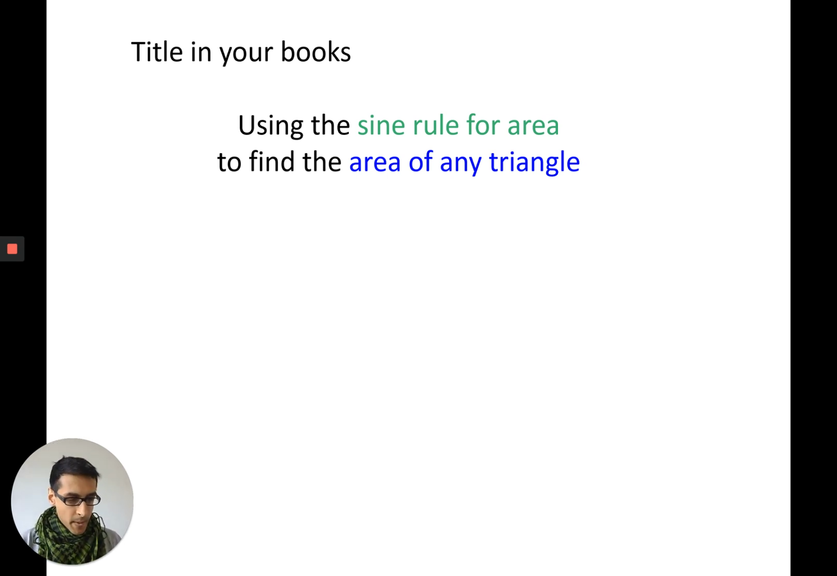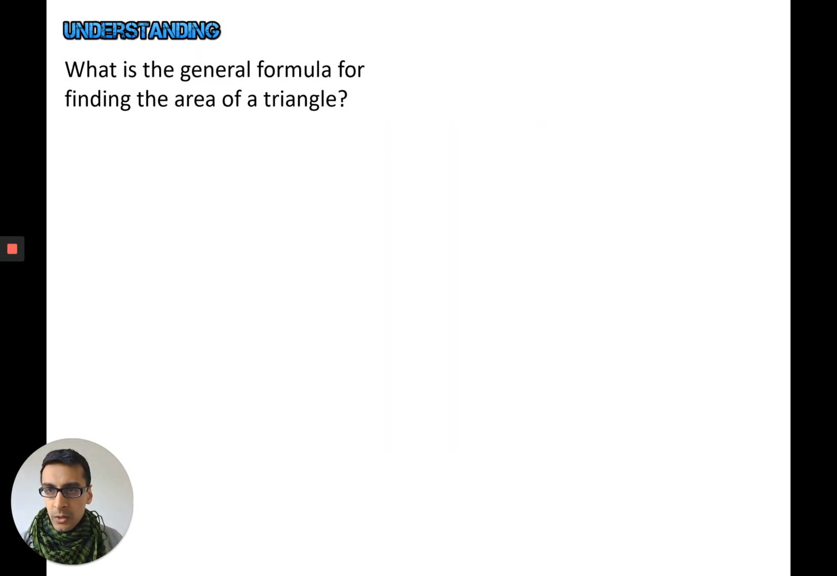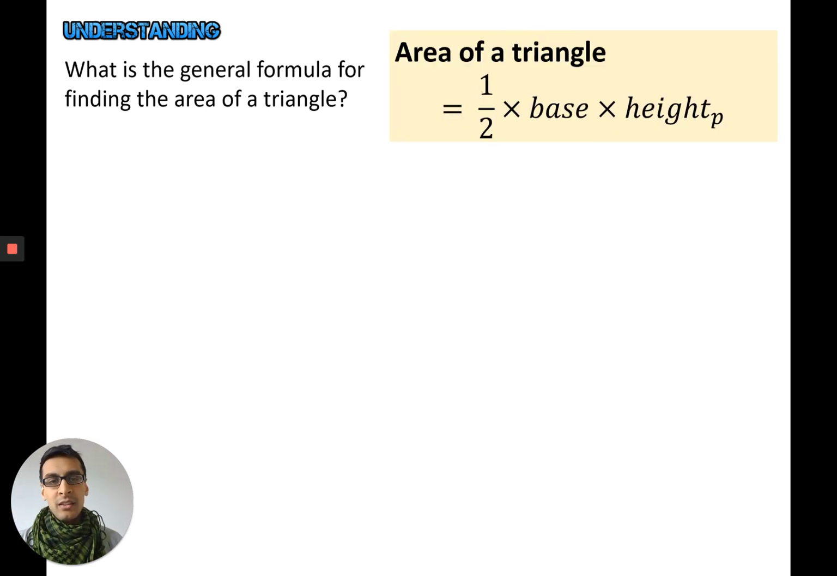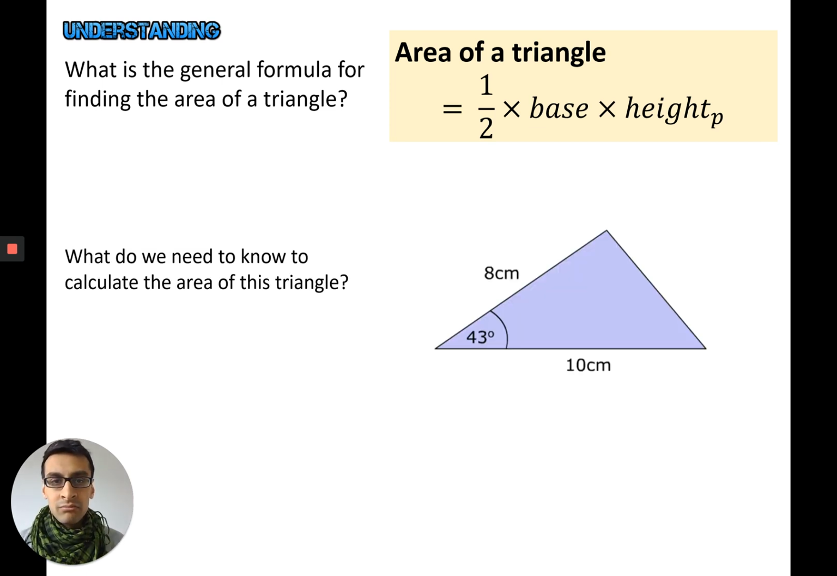So first thing I want to ask you is, what's the general formula for finding the area of a triangle? Hands up. Yes. Tilly? No, that is the area of a circle. Pi r squared is the area of a circle. Anybody else? Felicia? Yes. Half times base times height. Perpendicular height. Okay? That's fine. You know how to use that already.